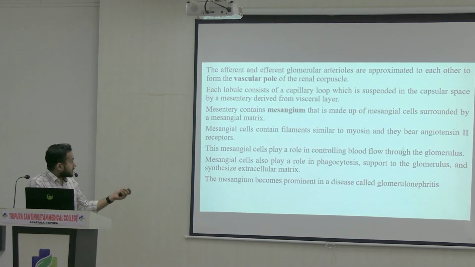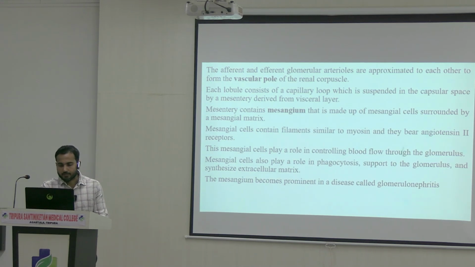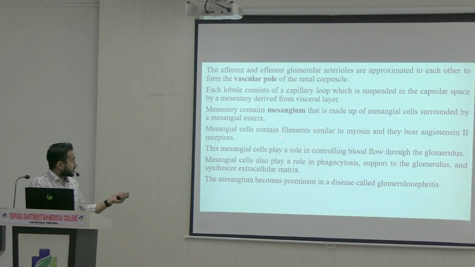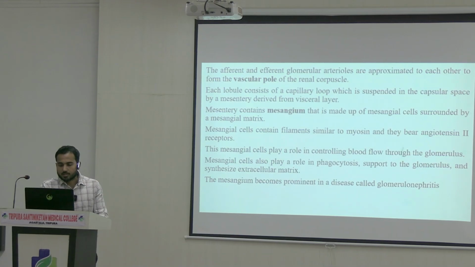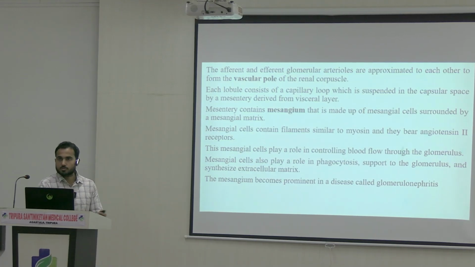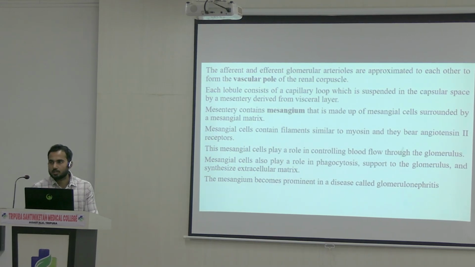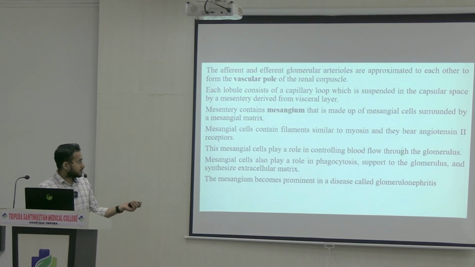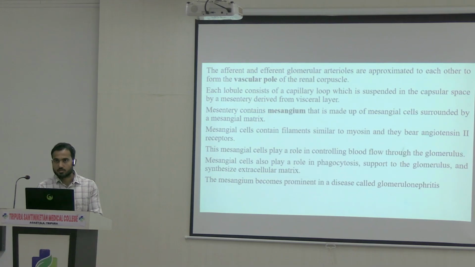Here you can see the mesentery contains the mesangium, which is made up of mesangial cells surrounded by mesangial matrix, supporting the tuft of capillaries. These mesangial cells are very important because they contain filaments similar to myosin, and they bear angiotensin II receptors. They play a very important role in controlling the blood flow through the glomerulus, through the capillary bed. Mesangial cells also have important functions in phagocytosis, supporting the glomerulus, and synthesis of extracellular matrix. So these are some functions of the mesangium present in that area.